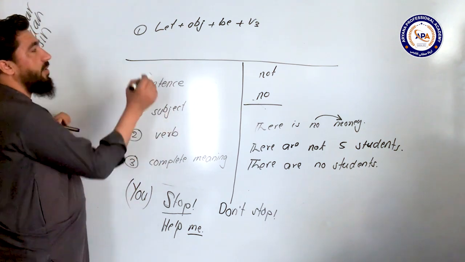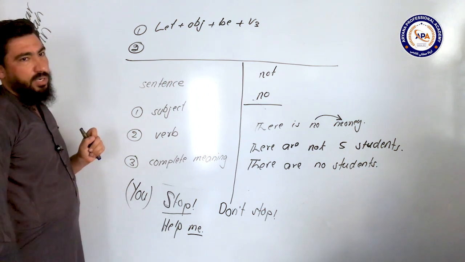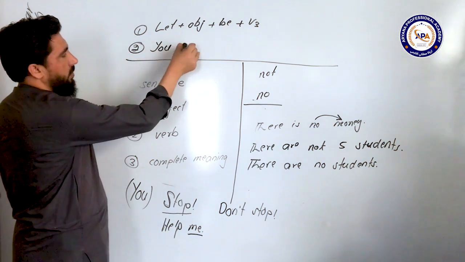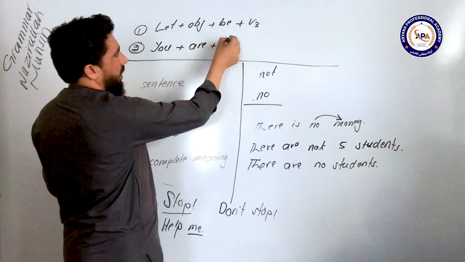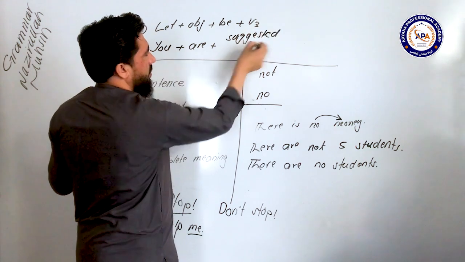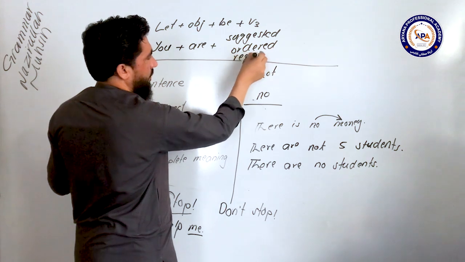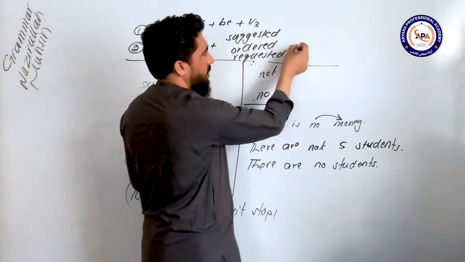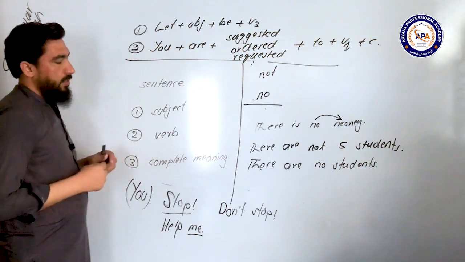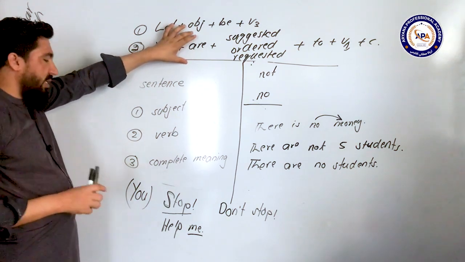All the rest of imperative sentences can be changed in this structure, whether the verb is transitive or intransitive, no matter. Then we use the subject you to be verb. And here we use some words which are used for order, like suggested, ordered, requested, and so on. Then infinitive, to plus verb plus complement. So in this structure, we can change all the imperative sentences, whether the verb is transitive or intransitive.